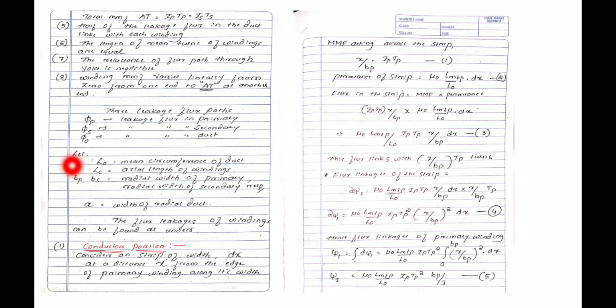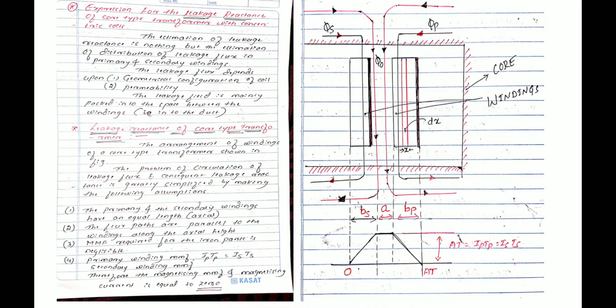So let me take L naught, which is nothing but the mean circumference of the duct. So this is the duct, the space in between, that is nothing but the duct. L naught, for the duct, is represented by a knot.